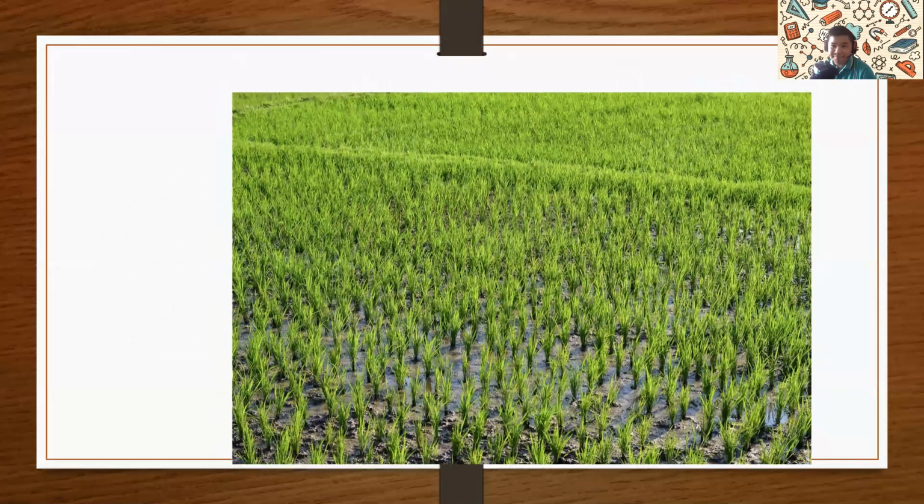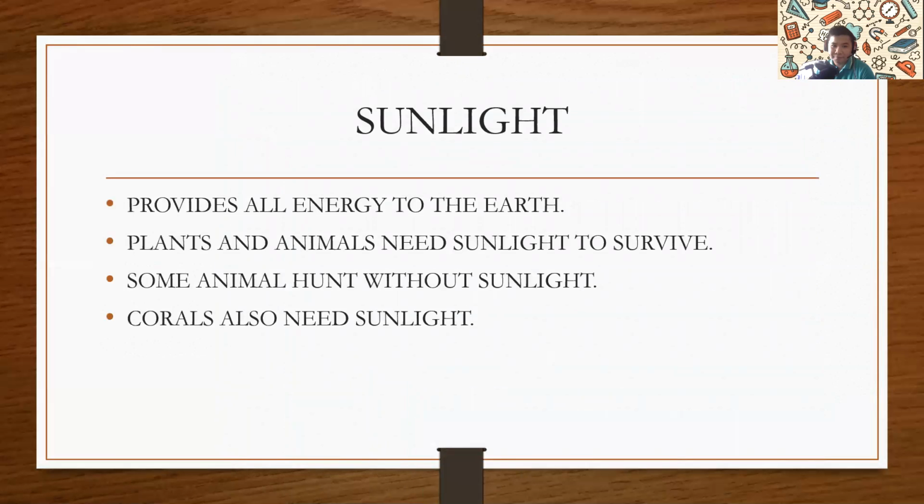Let's go to the second one, sunlight. Sunlight provides all energy to the earth. Every single bit of energy the earth has can be traced back to sunlight. For example, the sunlight is absorbed by the plants. That means the plants receive the energy from the sun in the process that we know as photosynthesis. Then the animals like chickens or cows eat plants.